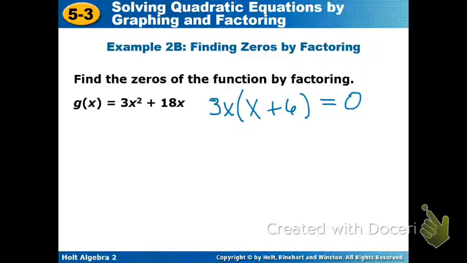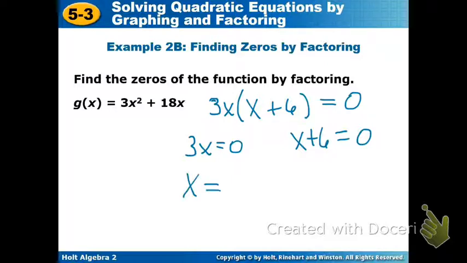So we're still going to make use of that zero product property. Either this is going to equal 0 or this is going to equal 0, just like we did with the two binomials. So we're going to say, 3x equals 0 or x plus 6 equals 0. If I'm looking at 3x equals 0, what does my x have to be in order for this to be 0? 0. So if you have a greatest common factor and you factor an x out, one of your zeros will be 0.